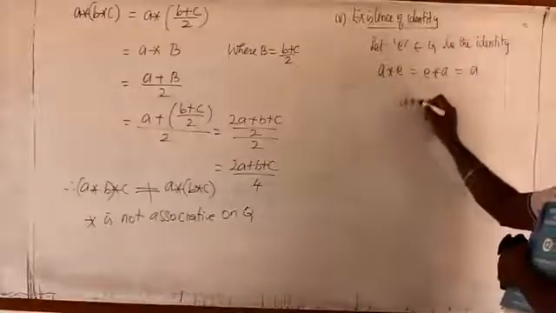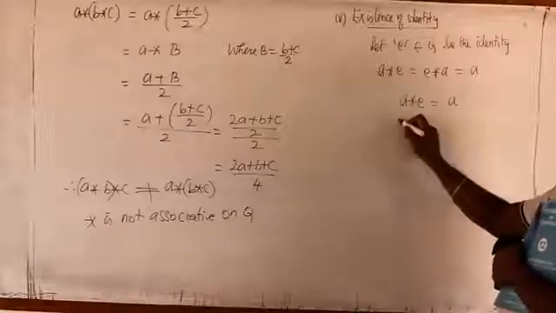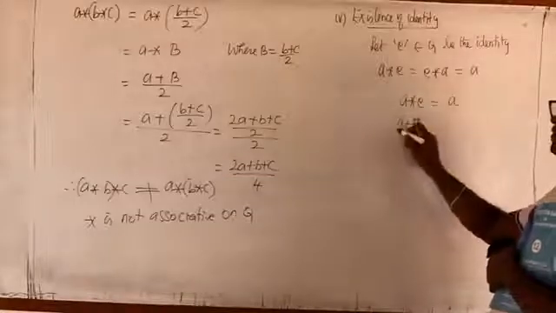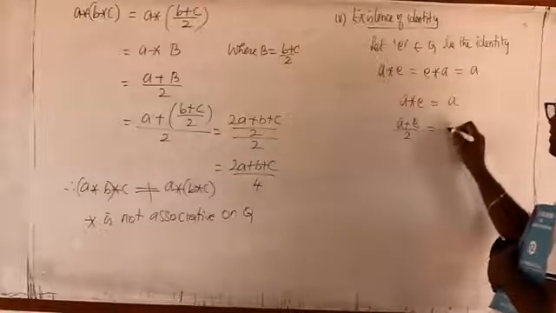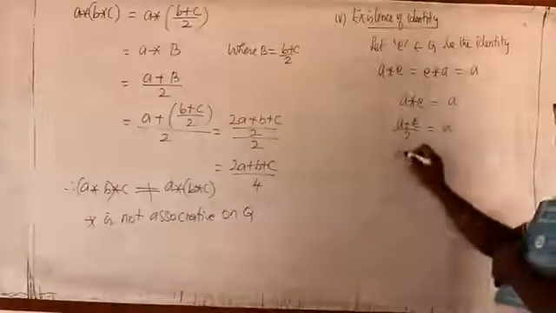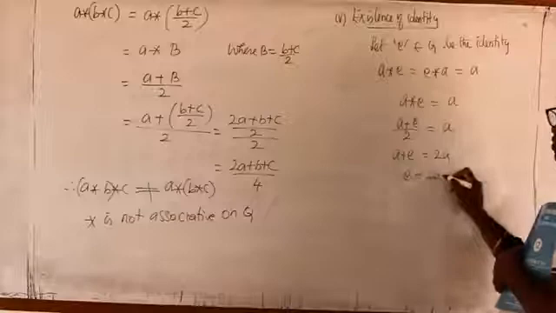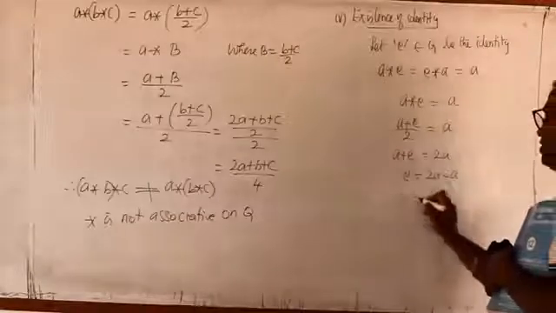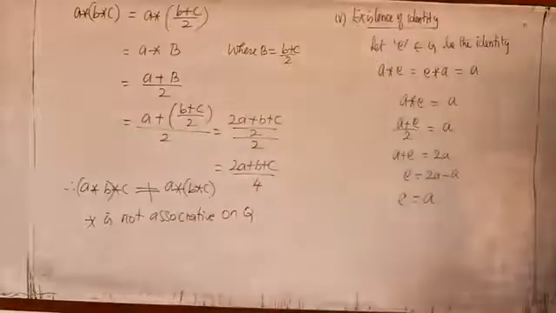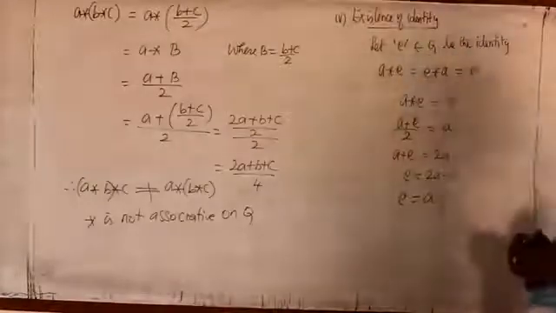So, A star E must be A. That is A plus E by 2 equal to A. A plus E is 2A. I have to find E. So 2A minus A, E equal to A, I am getting. But remember, A is already in Q.